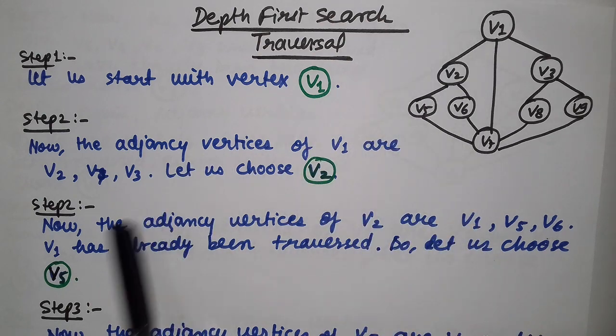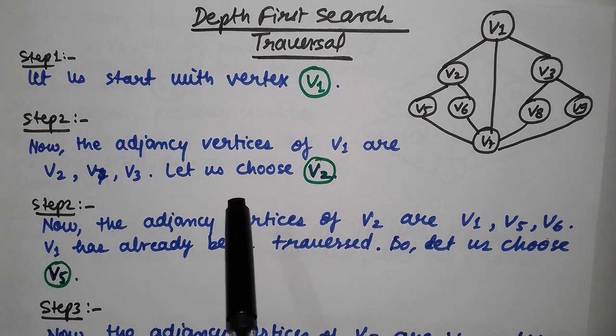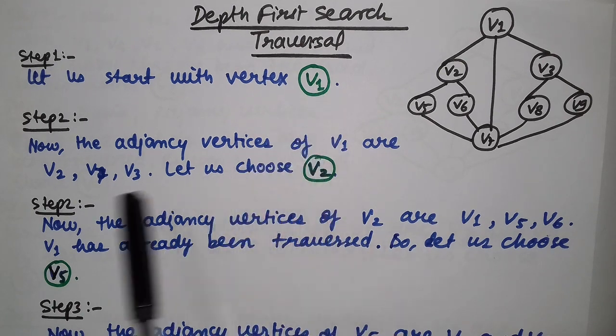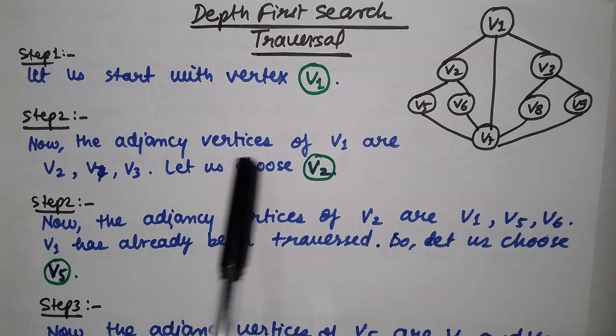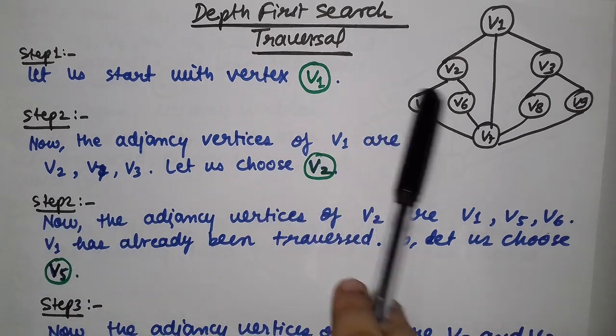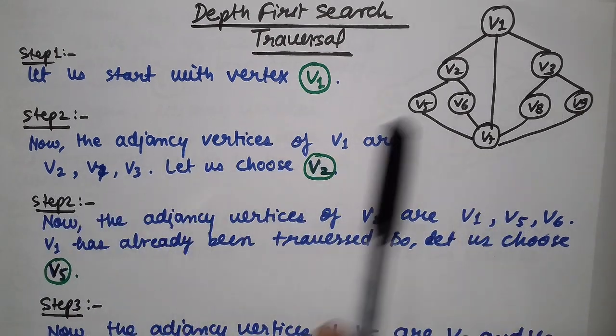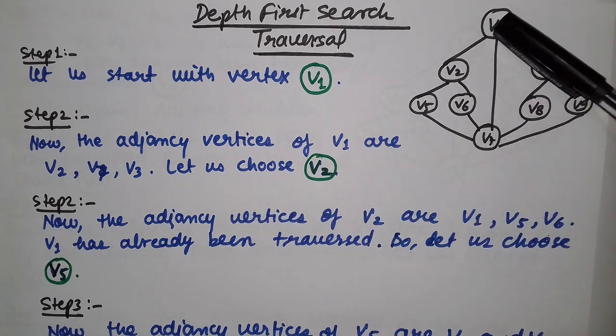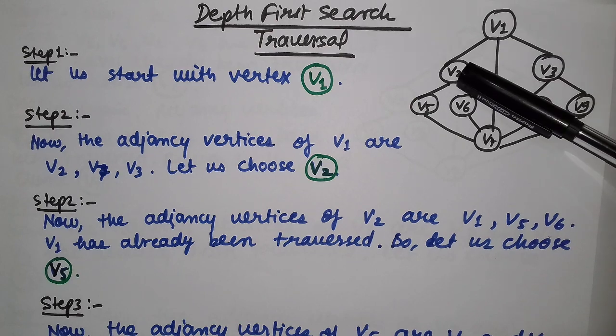So in the second step we will show what the connected vertices are from the first one, which we are going to use. Now the adjacency vertices of V1 are V2, V7 and V3. We have to choose only one. So here let us choose V2. Now we have traversed from V1 to V2.